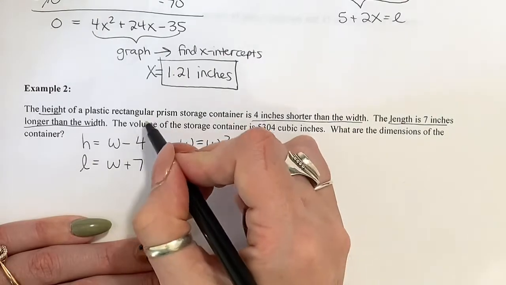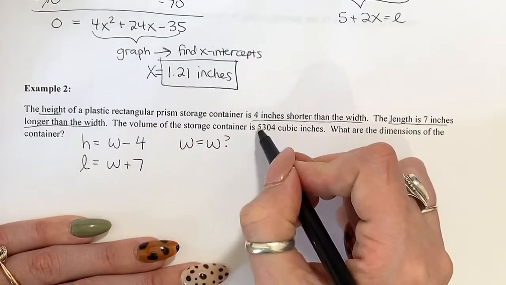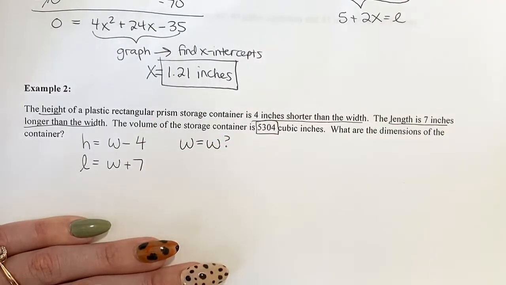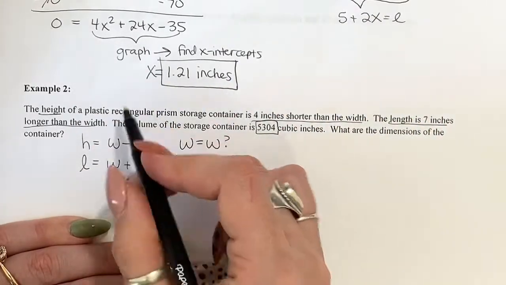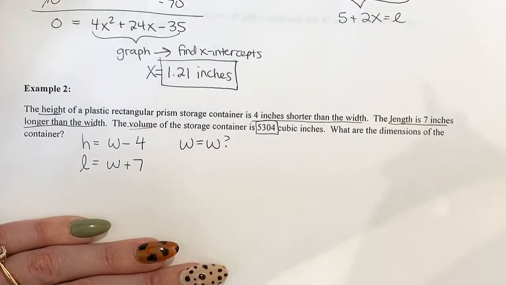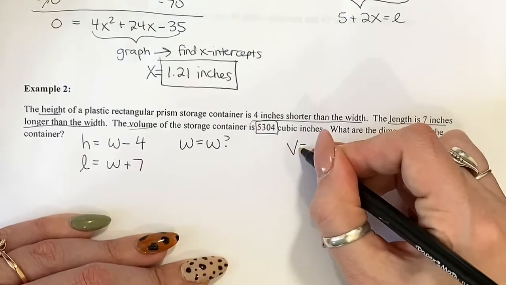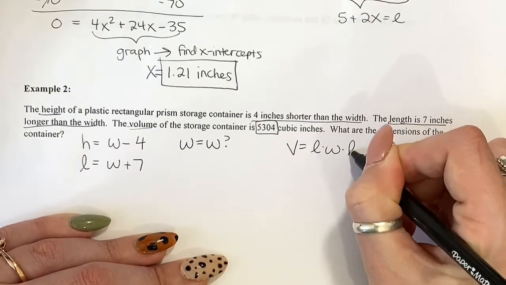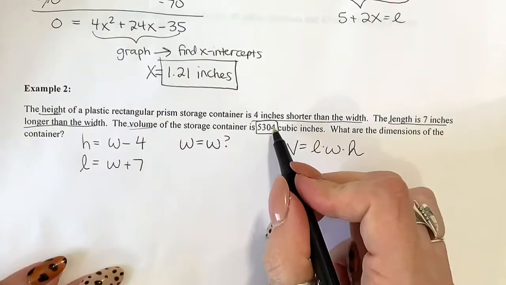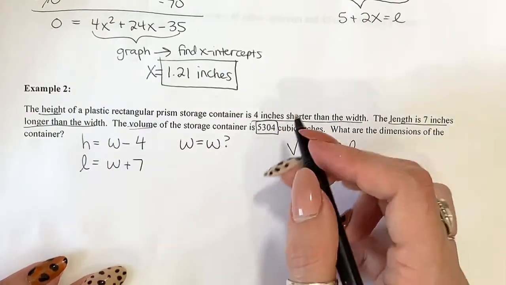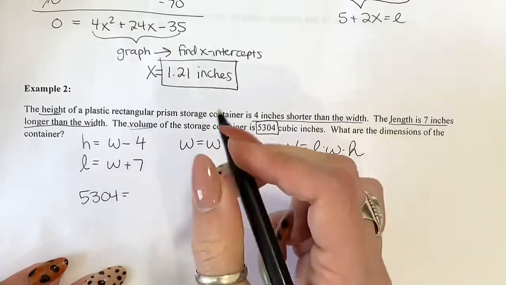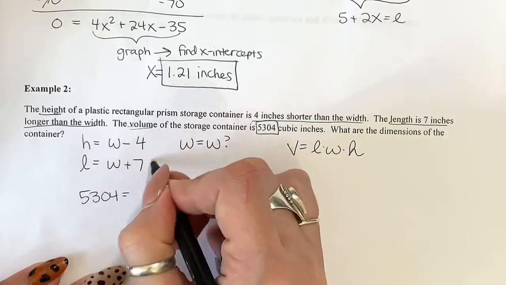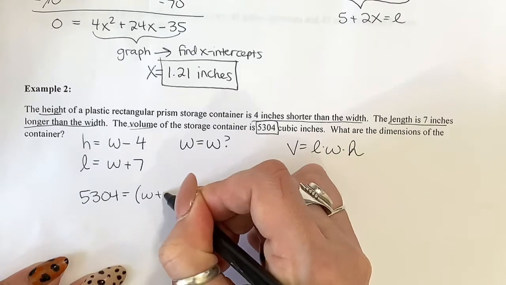But they've told us that we have the volume. The volume equals 5,304. So for our familiar formula, we're obviously talking about volume, they've given us that keyword there, and we're doing it for the volume of a box. So volume equals length times width times height. We know what the volume should be equal to, they've told us it's this number, so I'm going to plug that in. 5,304 equals my length, which I have as w plus 7.